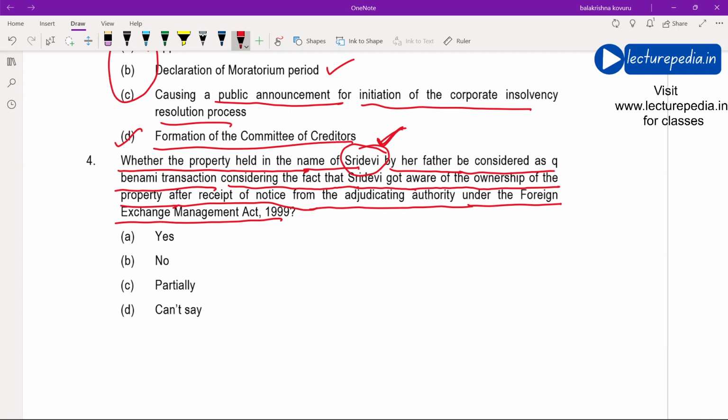In that case, such transaction will be a benami transaction, and the father of this Miss Sri Devi will be prosecuted under the Prohibition of Benami Property Transaction Act. Therefore, such property is benami property. Yes, option A.